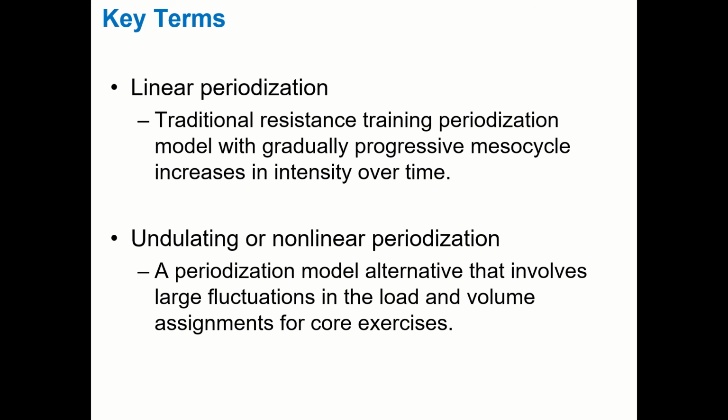And then undulating or nonlinear periodization would be like we do, let's say, power on Monday. So we have them do really heavy weights, so pretty close to max weight on power cleans. We have them do 3 repetitions or less, and we have them do, let's say, 4 sets. Then on Wednesday, we're going to do a hypertrophy day. So rather than doing 3 sets of 3, we're going to have them do 4 sets of 12 with more like 60% of their 1 rep max. So we're trying to induce muscle growth there.